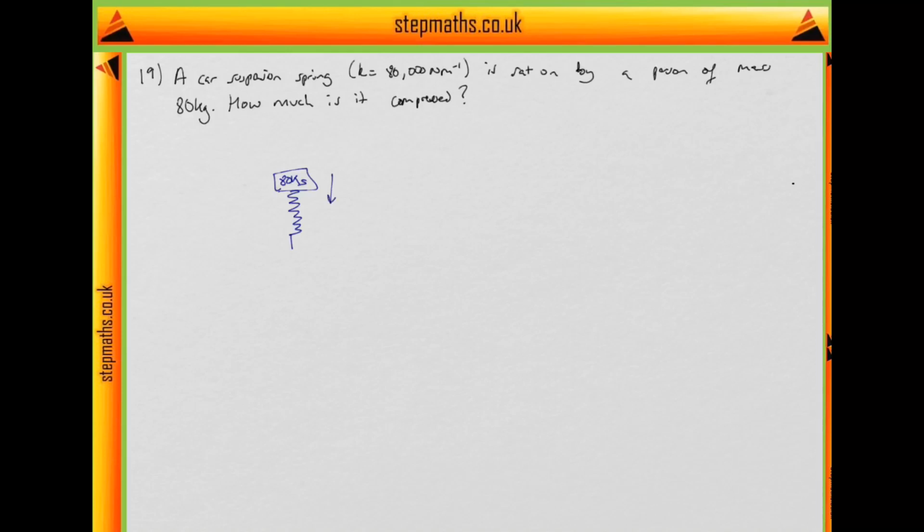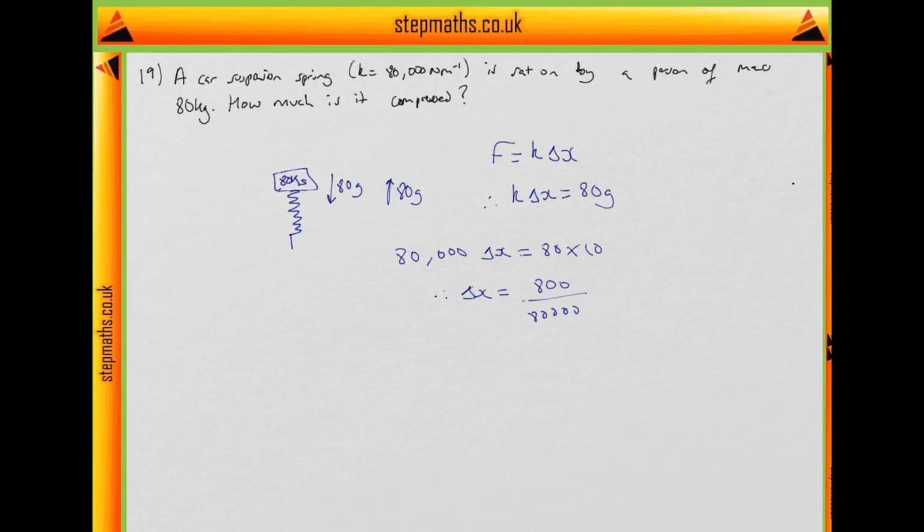So we have a force downwards of 80 g, which means that the force upwards from the spring must also be 80 g. We know from Hooke's law that F is equal to K delta X, where delta X is the extension in the spring. So therefore we have that K delta X must be equal to 80 g. Subbing in, we get 80,000 delta X is equal to 80 times 10, which tells us that delta X, the extension, is equal to 800 over 80,000, and therefore delta X is equal to 10 millimeters, the extension in the spring.